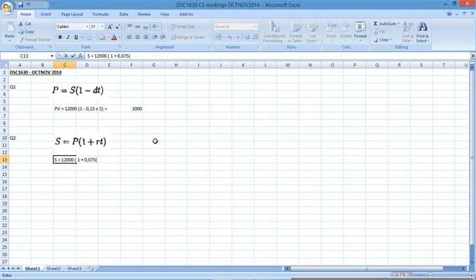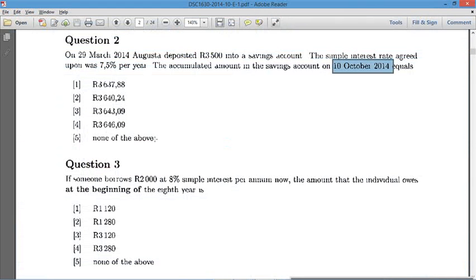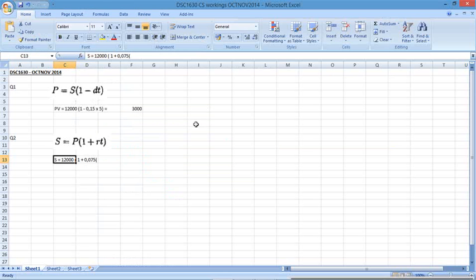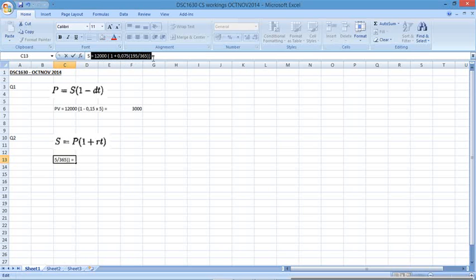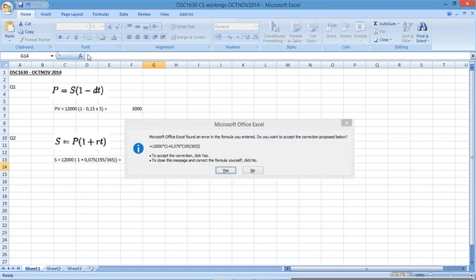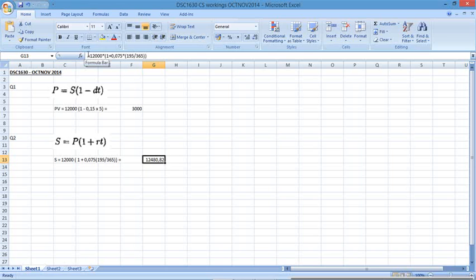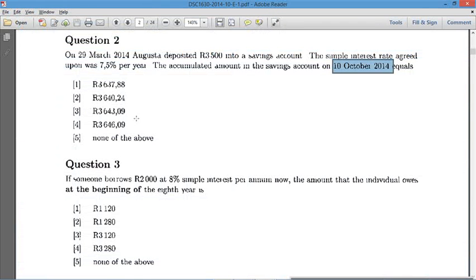If you count the number of days from those two dates, 29 March to 10 October, you should be getting a total number of days equaling 195, divided by 365 days in a year. Close that bracket and ask the calculator to give you an answer. So I'm going to substitute all of that into my calculator. And what does the answer come out to? 12,480.